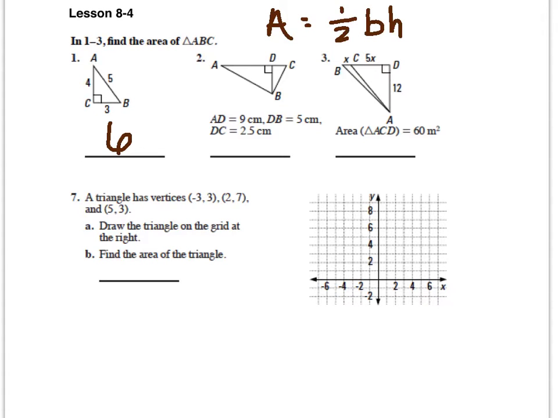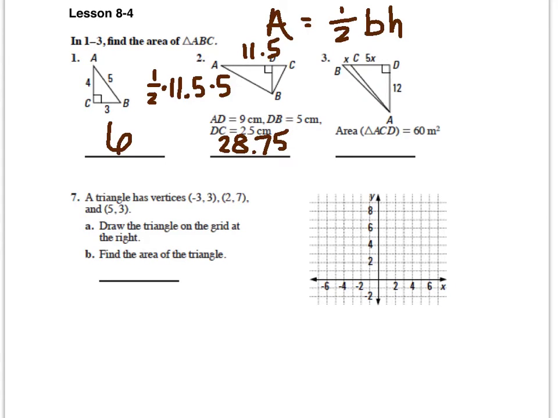For number 2, my base is going to be the length of AC. If AD is 9 and DC is 2.5, I have a base of 11.5. I add them together. DB is going to be my height, which is 5. So for number 2, I'm going to do 1/2 times the base, which is 11.5, times the height. Oh, I am mistaken. The height is not given. No, sorry, it is given. DB is the height, and it's 5. So in my calculator, 0.5 times 11.5 times 5 gives me 28.75 as my area of this triangle.